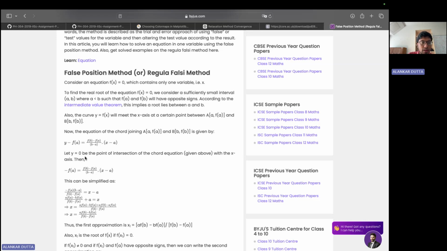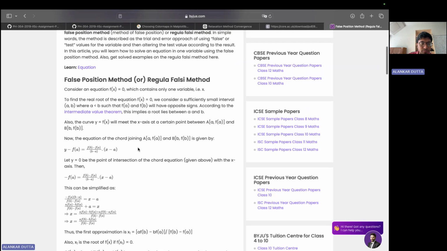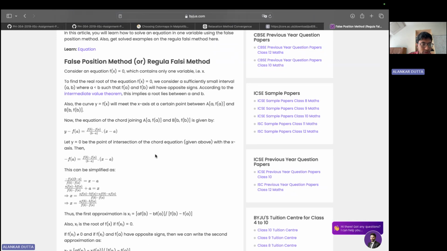Then let y equals 0 be the point of intersection of the chord with the x-axis. So we want the position where f(x) is going to intersect the x-axis. But we are estimating that with a straight line, but it might not be a straight line. So that is where we are going to converge closer and closer. The idea here is that as our estimates for a and b improve and become closer and closer to the real root, then a straight line is a good approximation to a curved line. Okay. So this is the idea on which it is based, right?